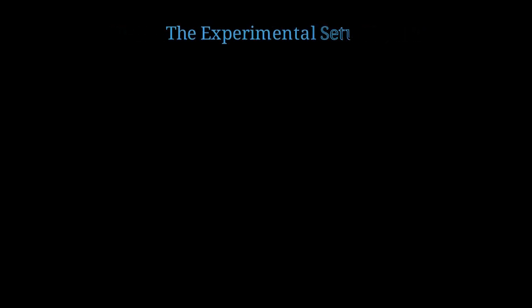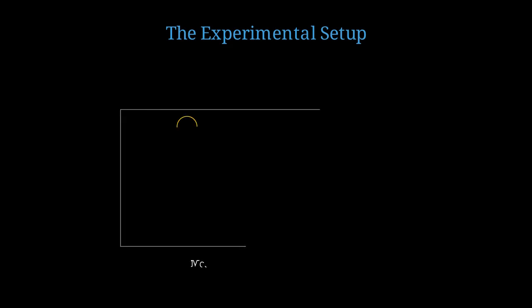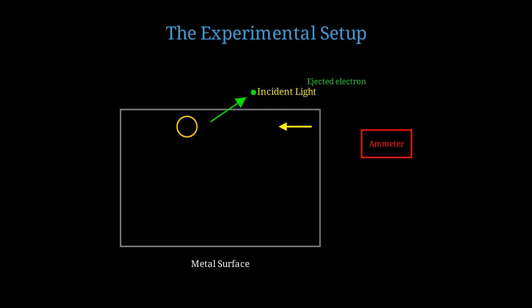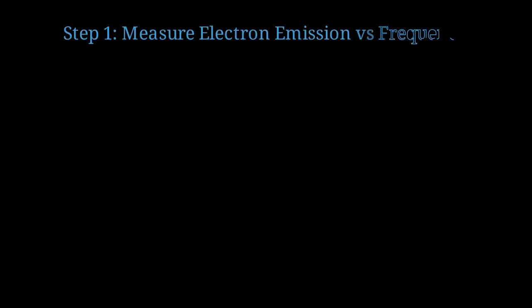Let's begin with the actual experimental apparatus. We have a metal surface in a vacuum chamber. When light hits this surface, we can measure if electrons are emitted. Here's our setup. Light strikes a metal surface. If electrons are emitted, they create a photocurrent that we measure with an ammeter. Simple enough. Our first task is systematic measurement.